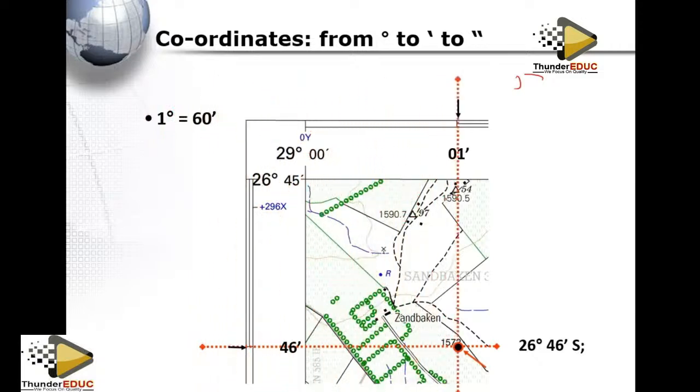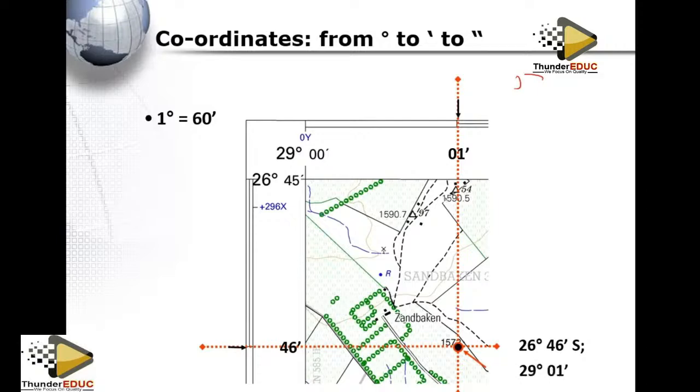And you see that from 29 degrees, 0 seconds, we proceed to 0 minute, and then we proceed to 1 minute. So from 0 to 1, how many minutes are there? It's only 1 minute. But this 1 minute has got 60 what? 60 seconds. However, 1 degree has got 60 minutes, but 1 minute has 60 seconds.